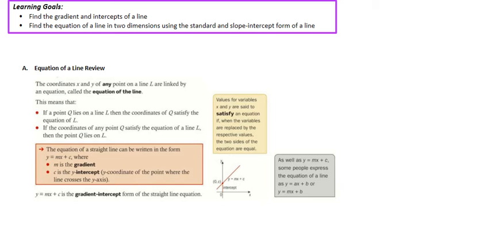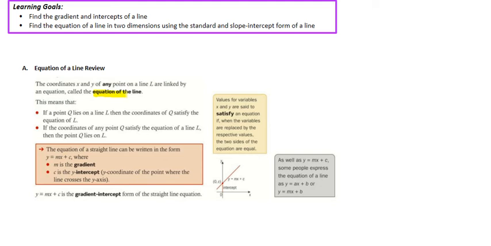So in the last lesson, we looked just at the gradient and how to find that. This lesson is going to focus on the full equation, including the gradient and the intercepts. So to be able to accomplish these goals, we first need to review the equation of a line.